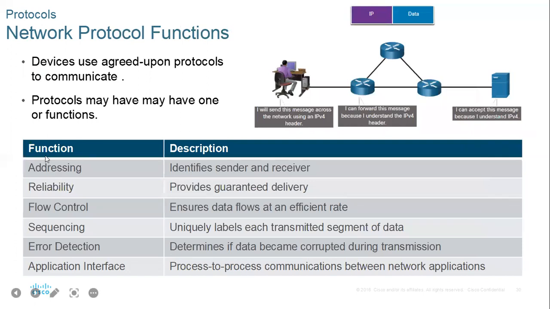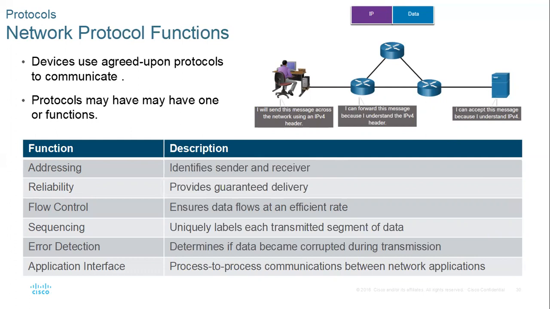Then some functions can be for addressing, for reliability, for flow control, or for sequencing. By sequencing, we mean I might not be able to send all of the data I need to send all at once. I might need to segment it, sequence it, break it into small pieces.